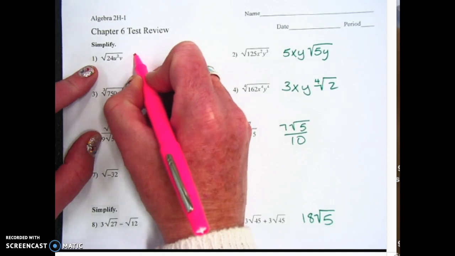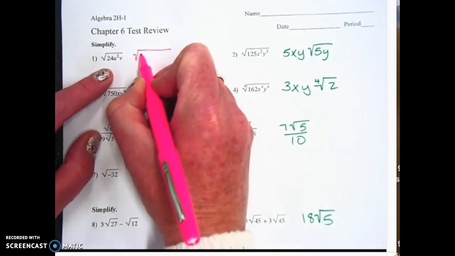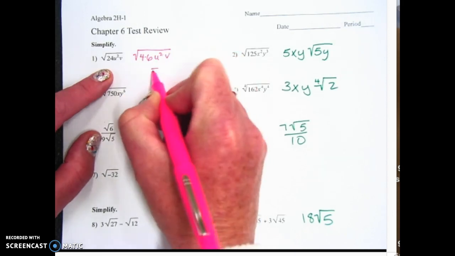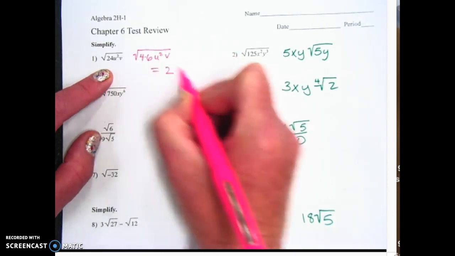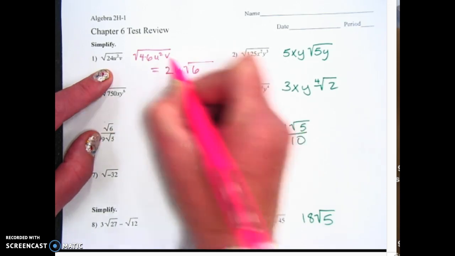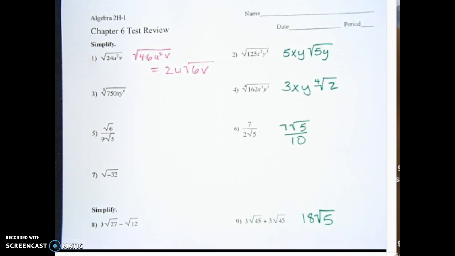And I know that 24 factors to 4 times 6. And so the square root of 4 is 2. The square root of u squared is u. 6 stays under the radical, and v stays under the radical.